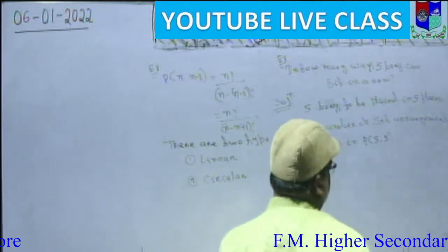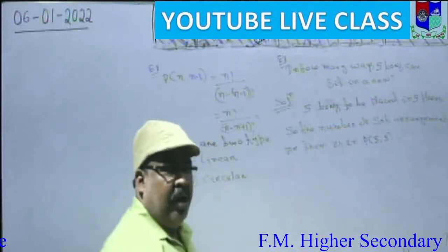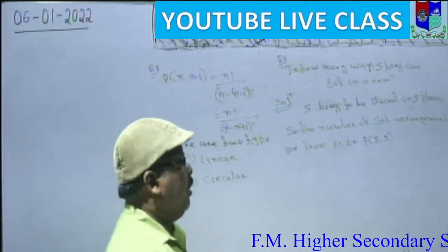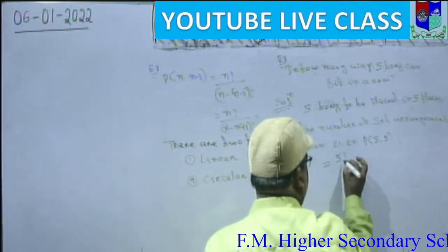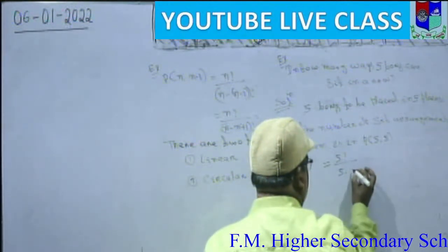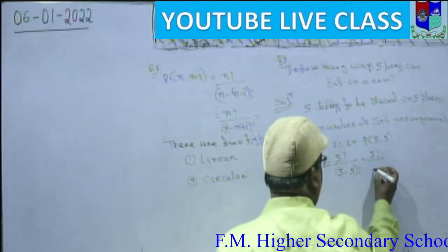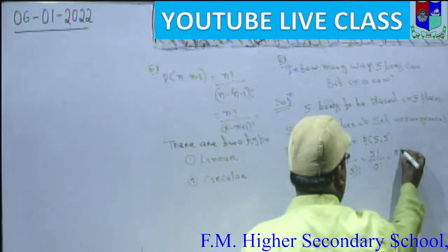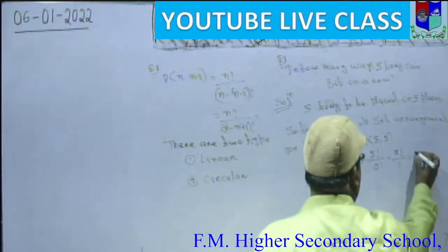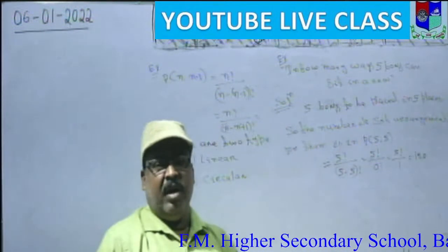P(5, 5) equals 5 factorial by (5 minus 5) factorial, that is 5 factorial by 0 factorial. We know 0 factorial is 1, so the answer is 5 factorial, which means 120.